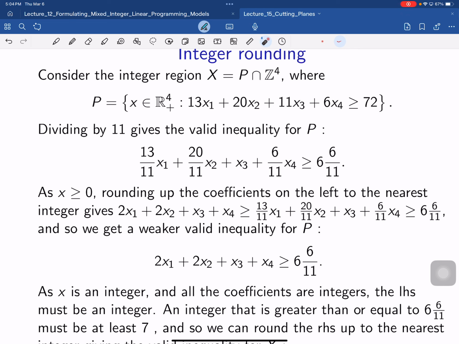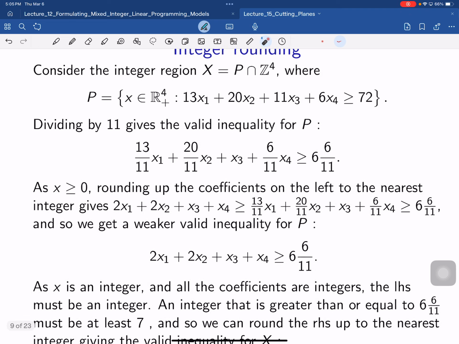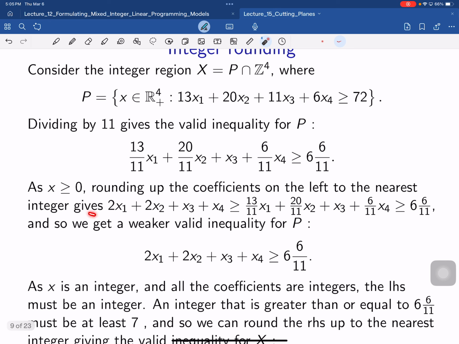Because x is greater than or equal to, you multiply them by an even bigger number, it is still greater than or equal to the right-hand side, right? So this is the round up. You got 2x1, 2x2, x3 plus x4. It's just round up this coefficient, round up this number will be 2, and it is a valid inequality. So now we have this particular inequality here.